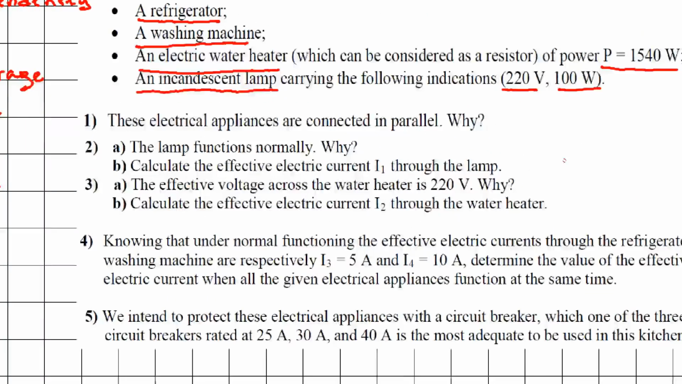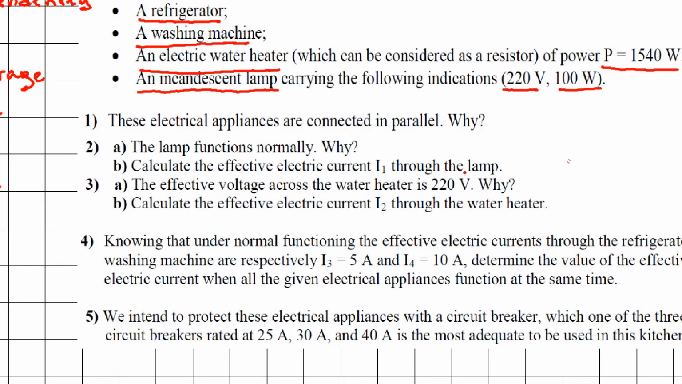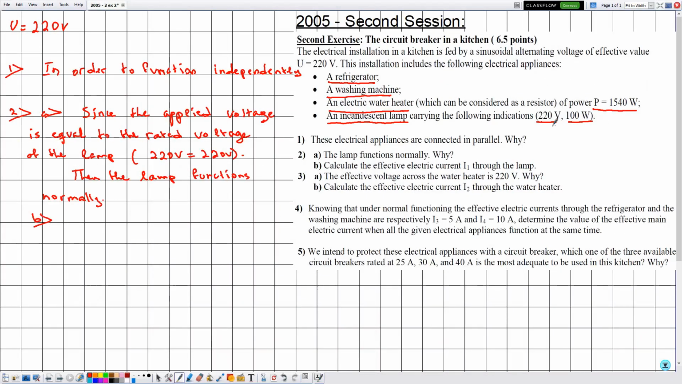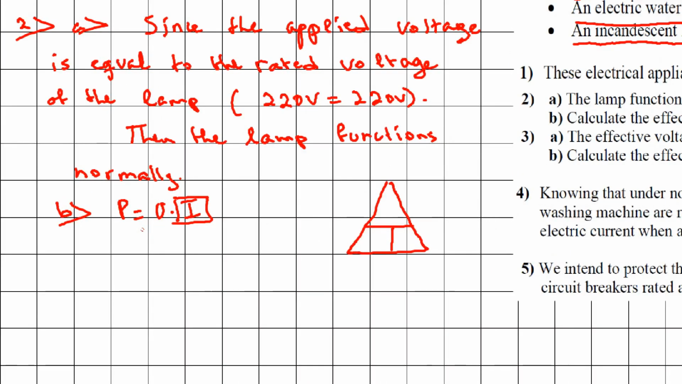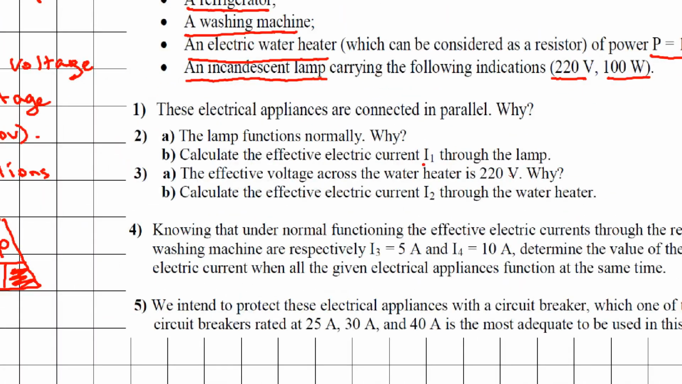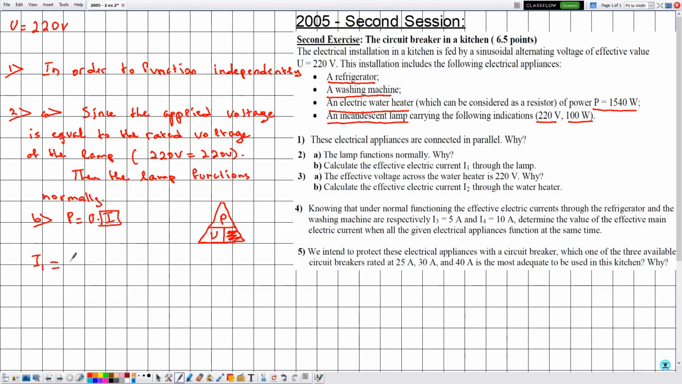Now in part B, calculate the effective electric current I1 through the lamp. The lamp carries these two indications, the voltage and the power. So we can calculate the electric current using the formula P equal to U multiplied by I. Since we are interested in calculating the value of I, we construct the triangle of this formula: P will be at the top, because we have a multiplication, and U and I at the bottom. We are interested in calculating I, denoted here by I1, so it is equal to P divided by U.